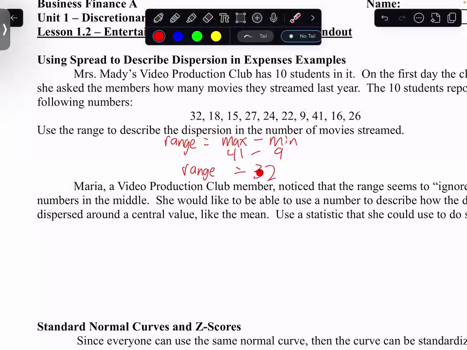All right, so in a sentence, what this means is the person who watched the most movies watched 32 more than the person who watched the least movies, right? 41 minus 9 means 32 more.